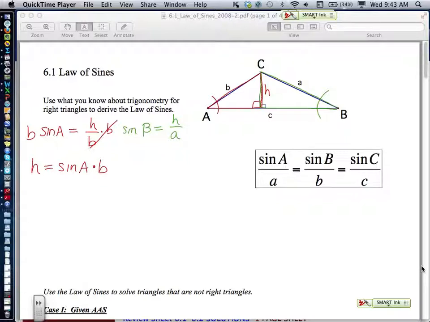Now, do a similar thing with the other equation. This time, I'm going to multiply both sides by A to isolate H. And then I have H equals A sine B. All right, so now if H equals sine A times B and H equals A times sine B, then by the transitive property we know that sine A times B equals A times sine B.